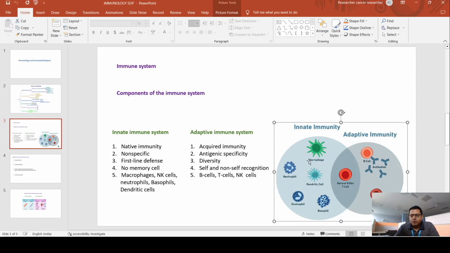These are the cells: macrophages, neutrophils, dendritic cells, eosinophils, basophil cells. These are the cells of the innate immune system. And the natural killer cells, B cells, T cells are the cells of the adaptive immune system.